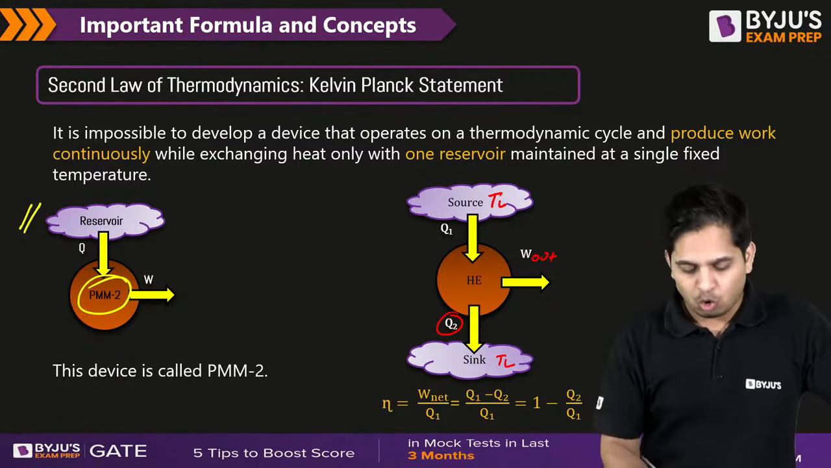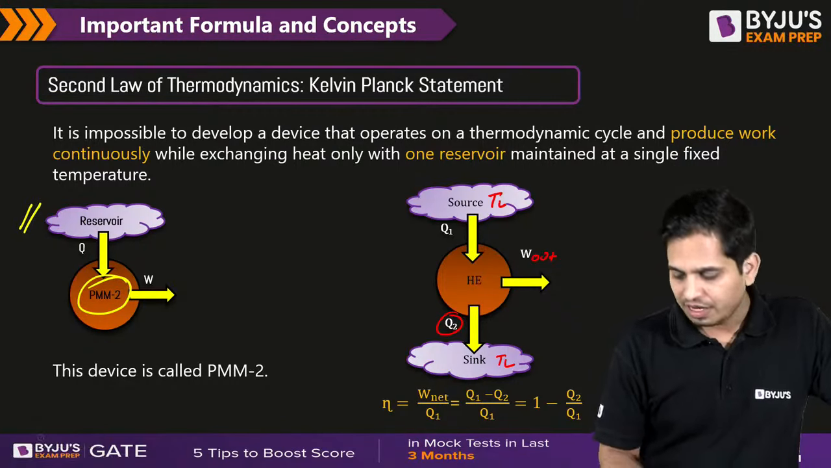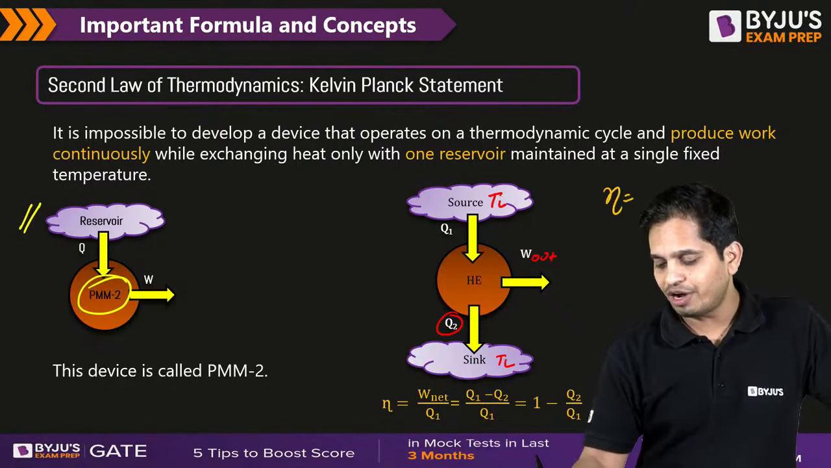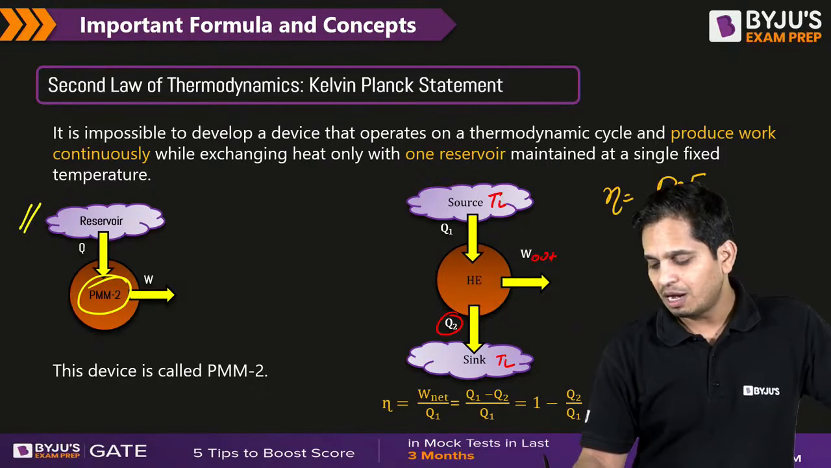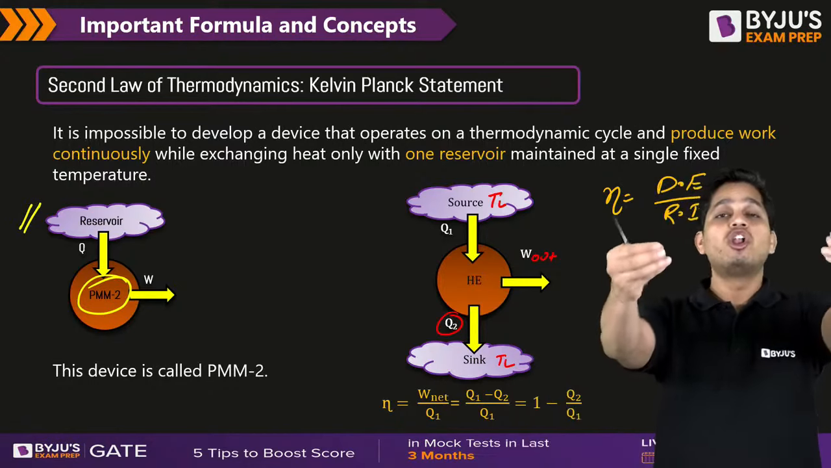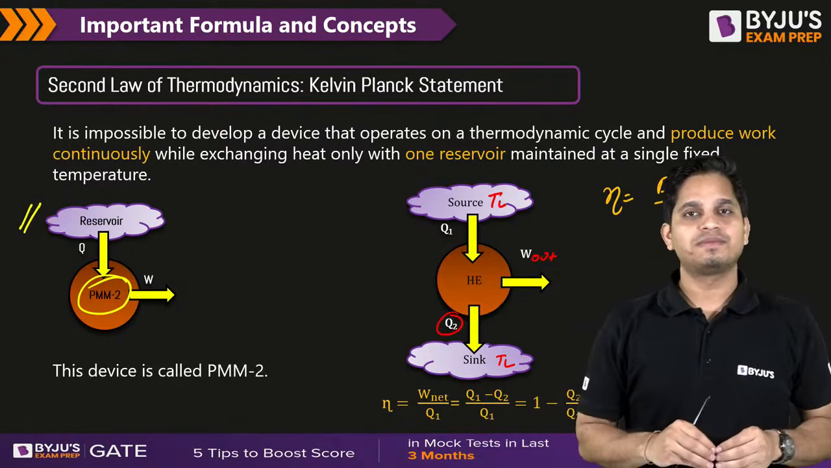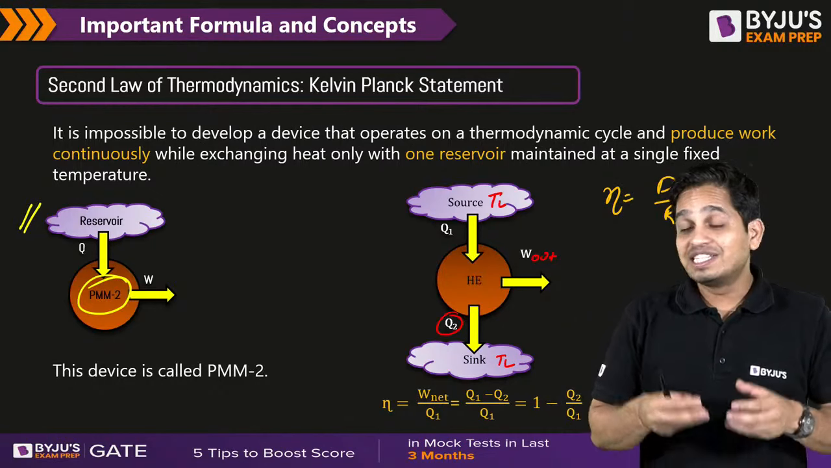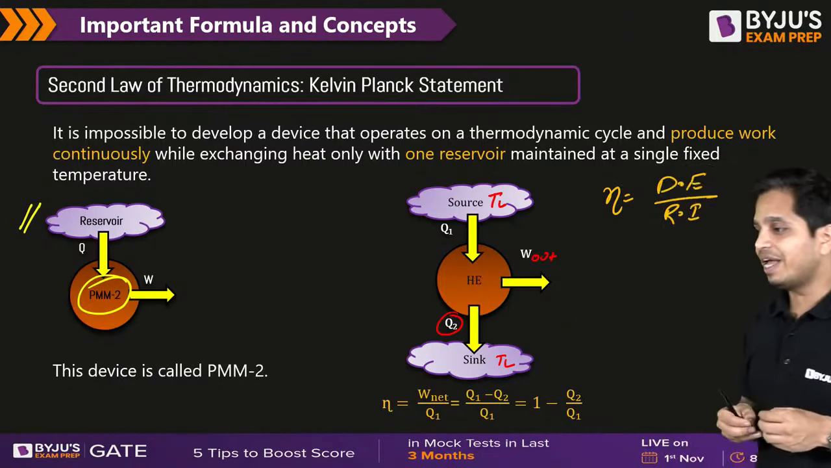Okay. How do I calculate efficiency? Efficiency is always defined as desired effect upon required input. From a heat engine, you always desire work output. You desire some mechanical output.